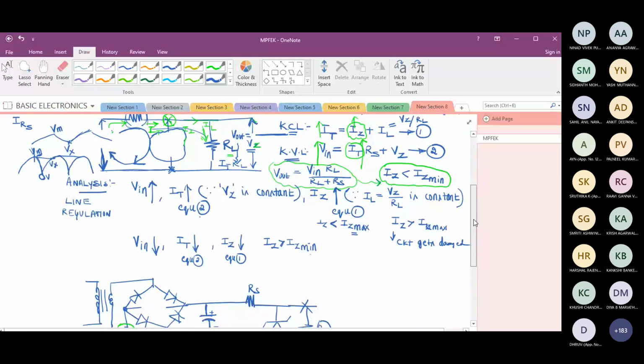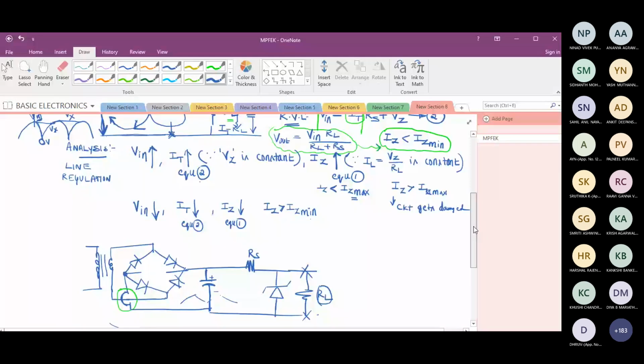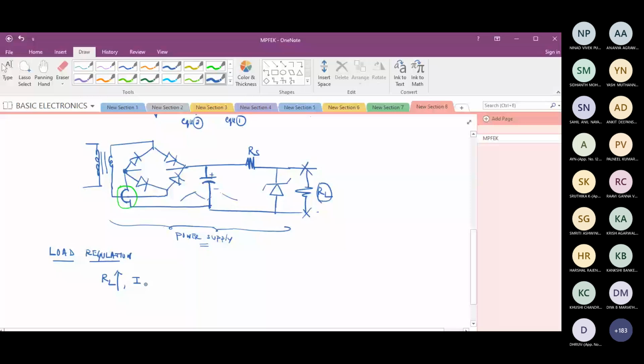Can you tell me the load regulation part quickly? We can wind up the session after that. Load regulation: what should I vary under load regulation? The load resistance RL. So suppose RL goes up, do the analysis. If RL varies, will IL vary? If RL increases, IL will decrease. Will it go down if RL rises?